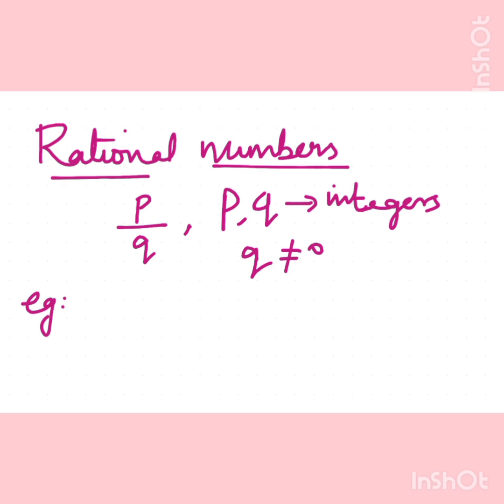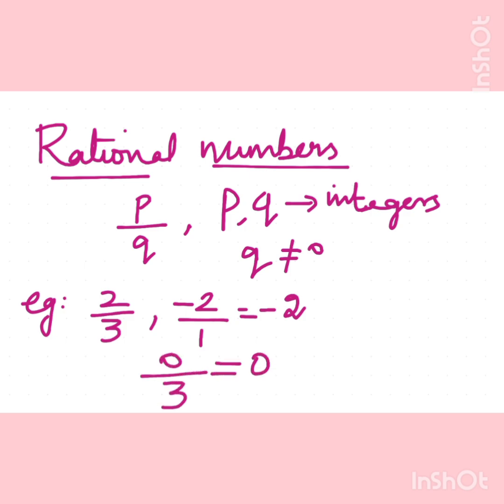For example, take 2 by 3. 2 is an integer, 3 is an integer. So 2 by 3 is a rational number. Minus 2 by 1 is nothing but minus 2, which is a rational number. 0 by any number is equal to 0, which is a rational number. But we have another condition: if any number is divided by 0, that is undefined, so that's not a rational number.